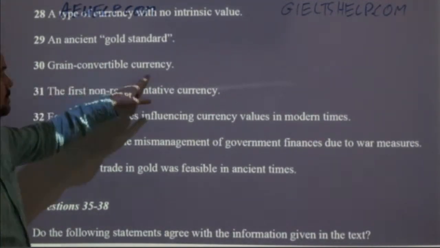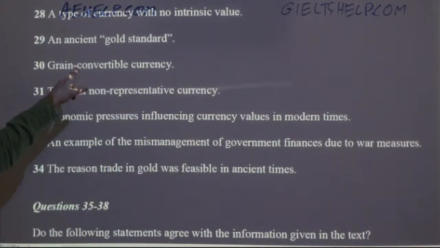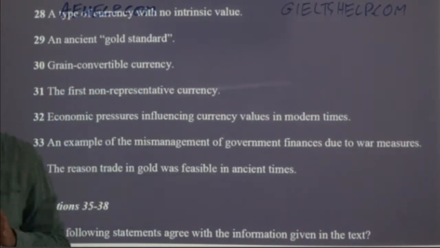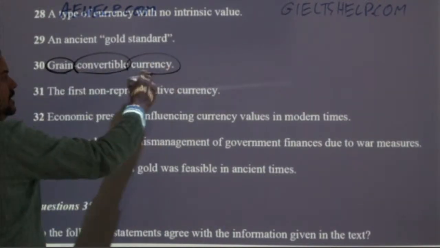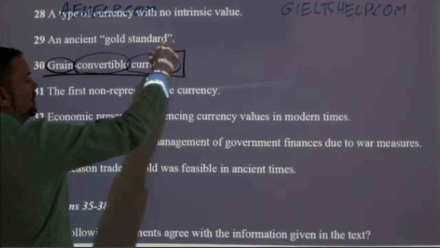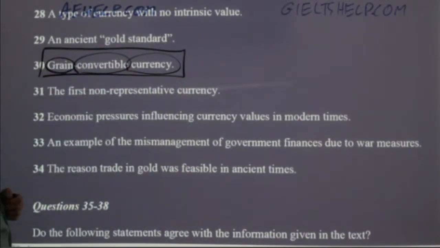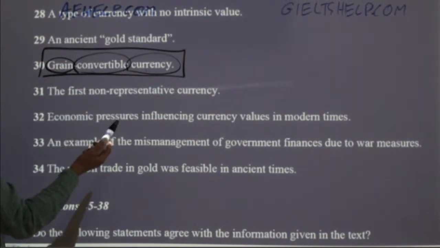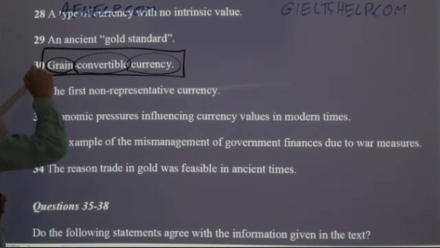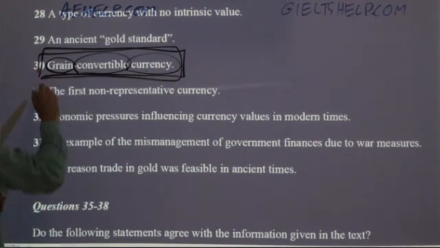Grain convertible currency. Grain convertible currency. Try to paraphrase that one for me. Again, think about what is a grain, what does it mean to convert or convertible, what is a currency. So when you're paraphrasing, you want to think about each component, and you also want to think about the entire concept. So sometimes it's easy to paraphrase by looking at each of the elements, and at other times it's easier to look at the entire phrase.